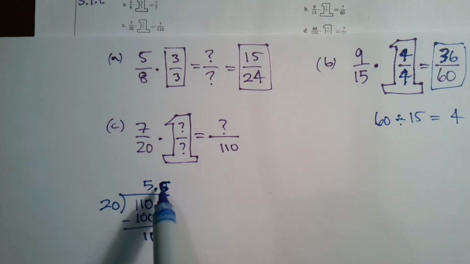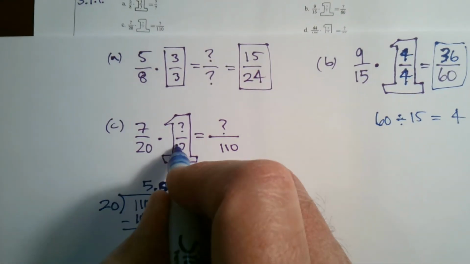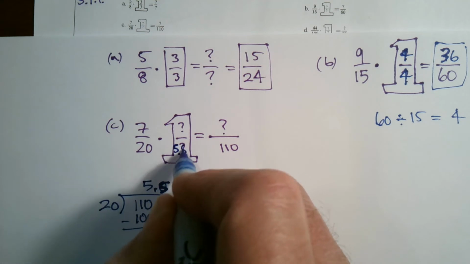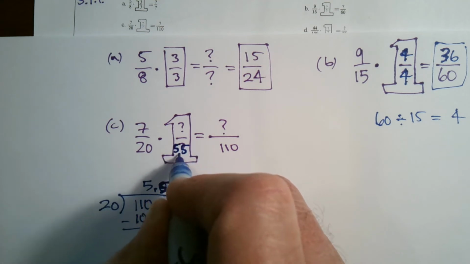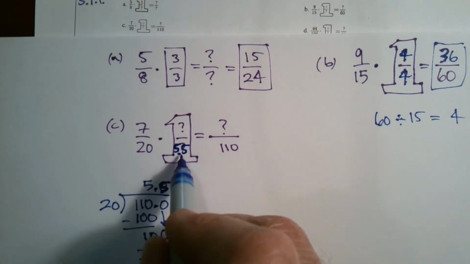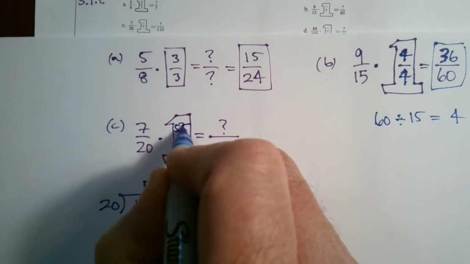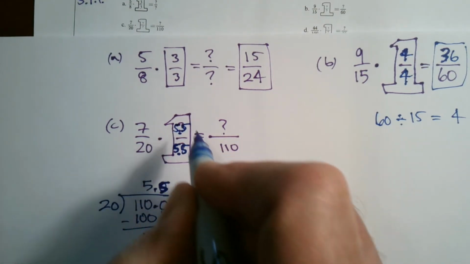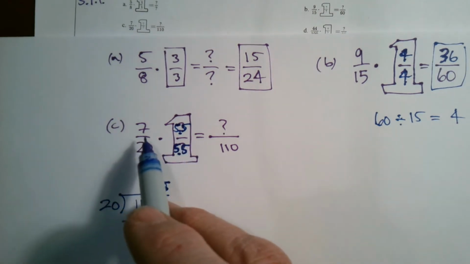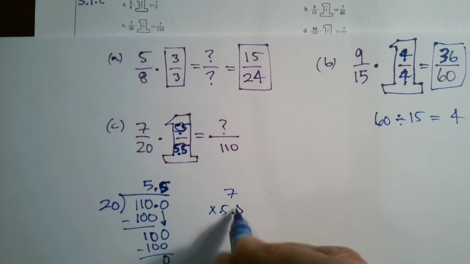So now I have multiplied by 20, I get 100, and there's no more remainder. So my answer here is 5.5. That means my giant 1 in this question mark area is going to be 5.5. So 20 times 5.5 is 110. Now I write the 5.5 up here as well, because I have to have that giant 1. So I've got to figure out what is 7 times 5.5, right?